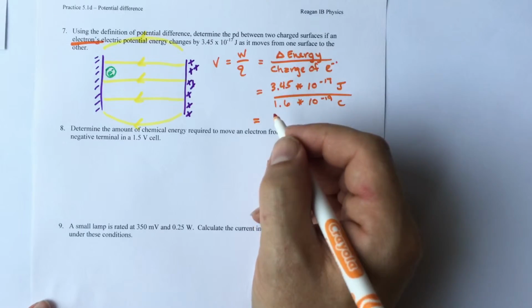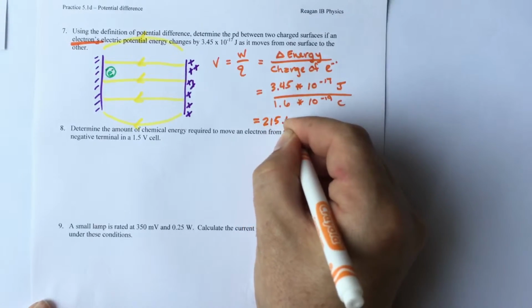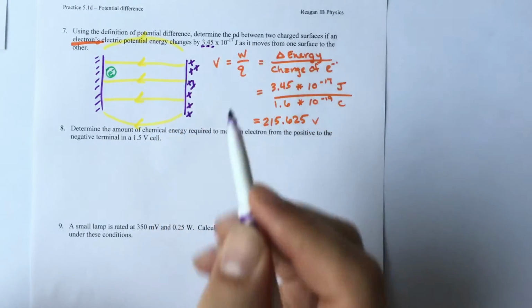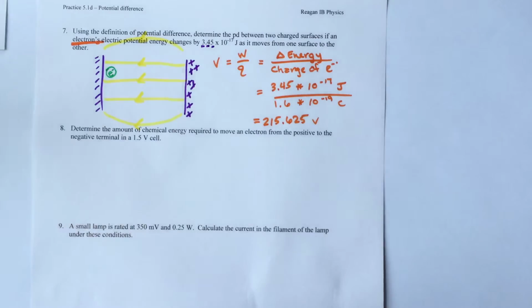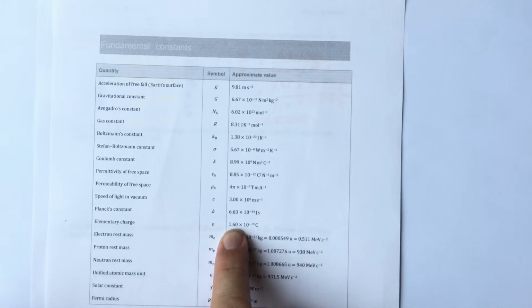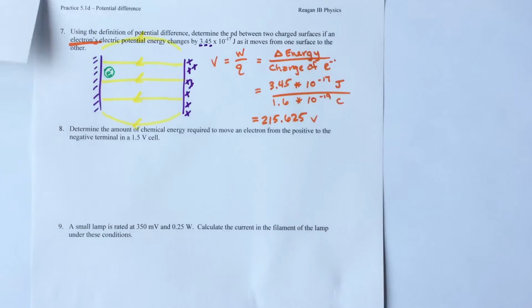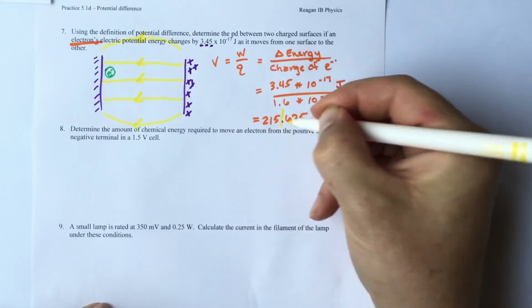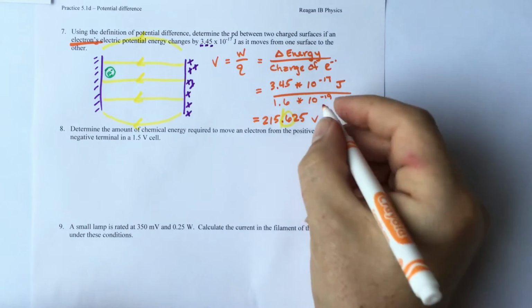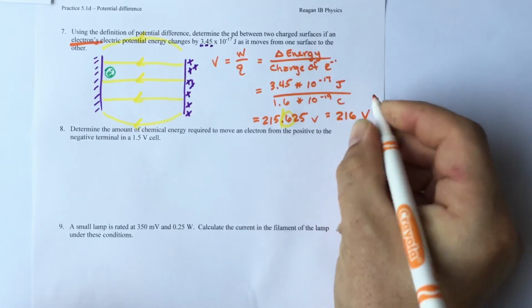Crunch that out, I get 215.625, but that is a lot of volts. That is a lot of significant figures, right? And really, they only give us 1, 2, 3 significant figures. And the data book, when it gives us the elementary charge, gives us 1, 2, 3 significant figures. And so we should have 3 significant figures in our answer. That means we want to round off after 1, 2, 3 digits here. Because the next digit is a 6, we're going to round up. And I would represent this as 216 volts.